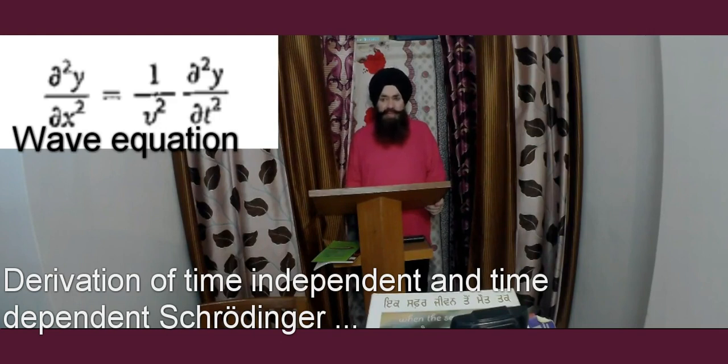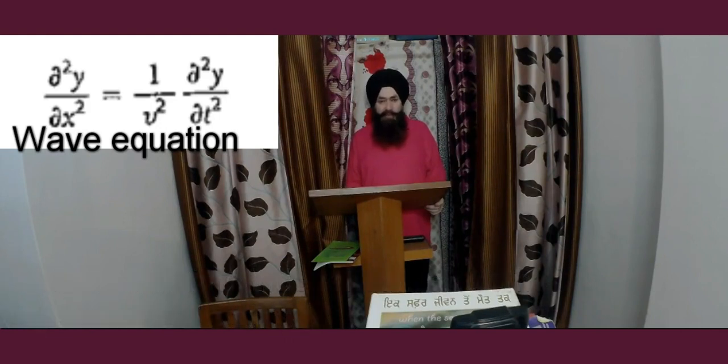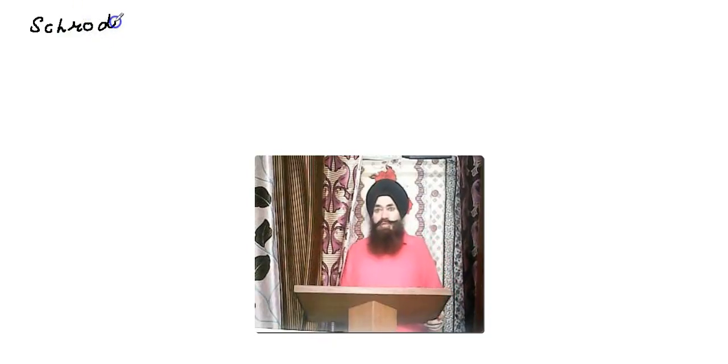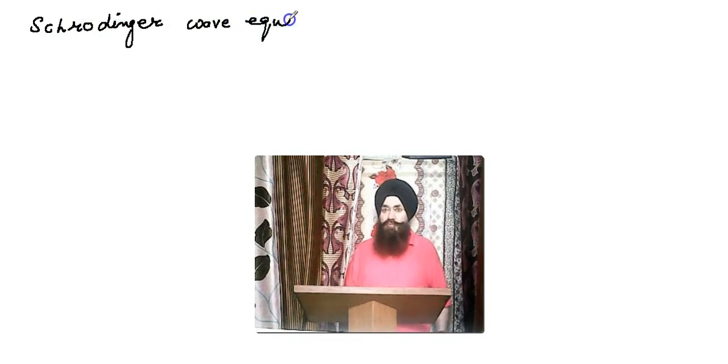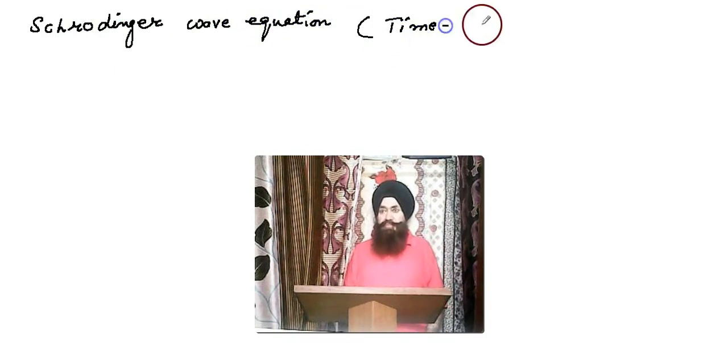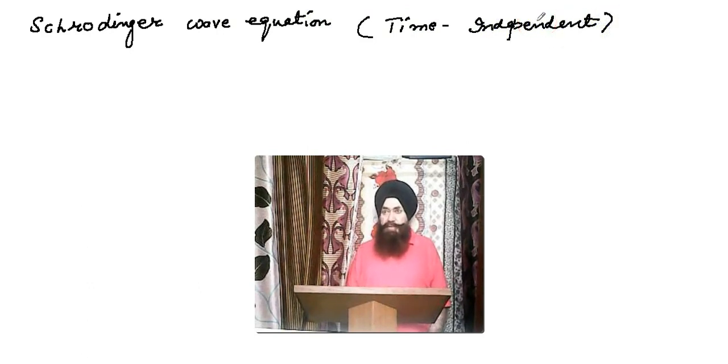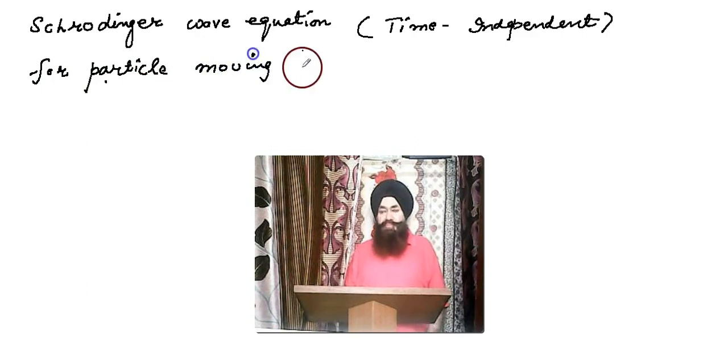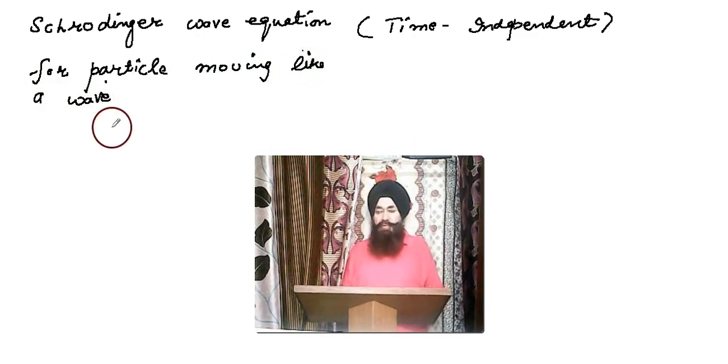So this wave equation can be derived from the second law of motion for mechanical waves and from Maxwell's equations for electromagnetic waves. I'll take help of the wave equation for deriving the Schrödinger equation, okay? So let's accompany me for that. Now, the derivation of the Schrödinger equation: there are two types, time independent and time dependent, for a particle moving like a wave.